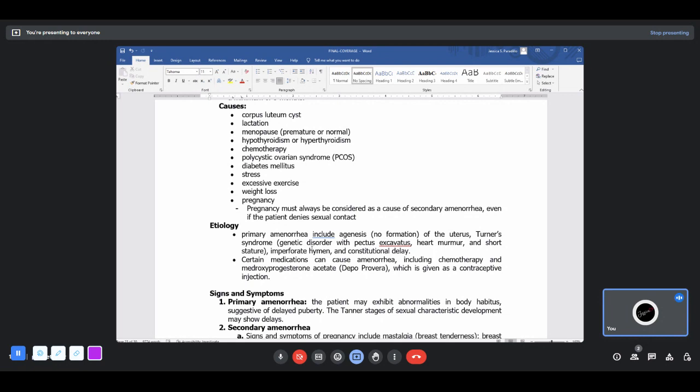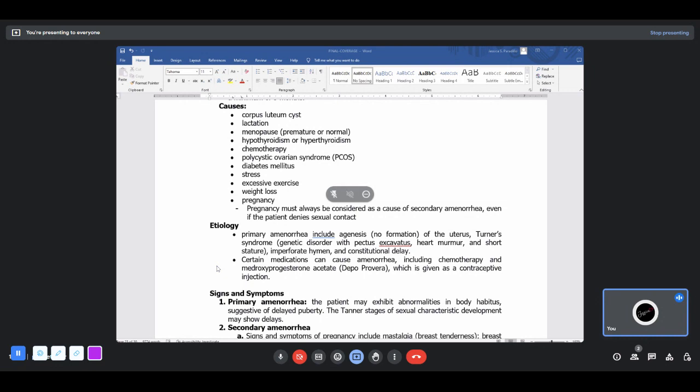Next one is diabetes mellitus. Isang symptom din nila yan. And yung mga stress, okay, nagkakaroon sila ng amenorrhea. Isang cause din ang stress for amenorrhea. And also excessive exercise and weight loss and also pregnancy, di ba? Sa pregnancy, hindi ka naman pwedeng mag-mens kasi buntis ka nga. Okay, pregnancy must always be considered as a cause of secondary amenorrhea. Bakit secondary? Kasi nagme-mens naman siya before siya nagbuntis. Okay? Even if the patient denies sexual contact.